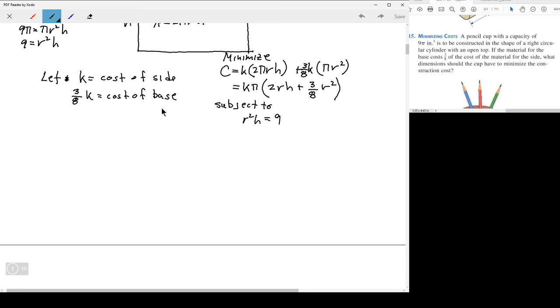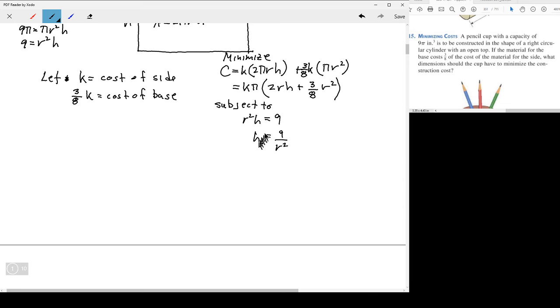All right, so I want to, just like I did in class, but again, I'm doing this for both classes, so one class didn't see me do this. I need to replace a variable here to get this to be a function of one variable, and h is going to be the choice because I can't solve this uniquely for r. So h is 9 over r squared.